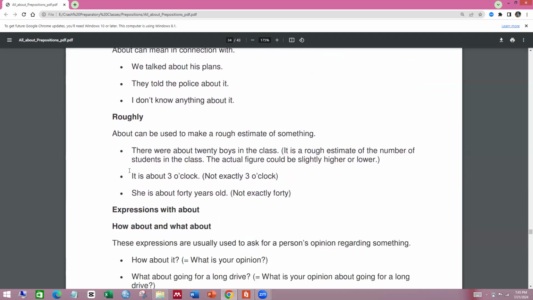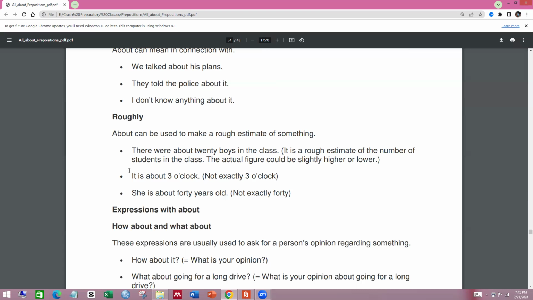And there is a word roughly. About can be used to make a rough estimate of something. जिस तरीके से कोई भी, for example, एक rough estimate हम लगाते हैं about distance, about amount, or it can be used for various uses. There were about 20 boys in the class. It is a rough estimate of the number of students in the class. The actual figure could be slightly higher or lower.